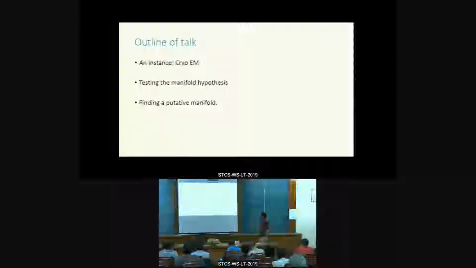In this talk, I'll first talk about one instance where this is very reasonable. It comes from CryoEM. Then I'll talk about some work on testing the manifold hypothesis, and then talk about fitting a putative manifold under a generative model.